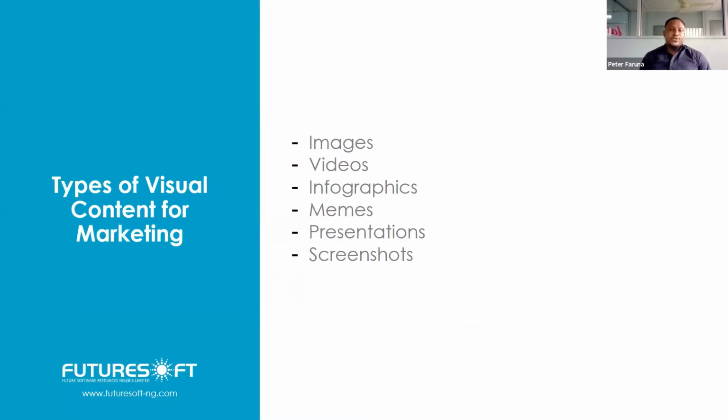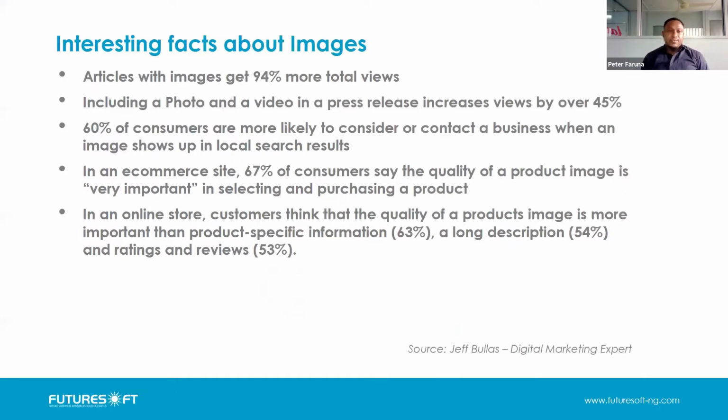We have images, we have videos, we have infographics, we have memes, we have presentations, we have screenshots. So I'll be starting with images. This is an interesting fact about images. In general, globally, it is said in digital marketing that articles with images get 94% more total views. That is to say, if I was creating articles before and didn't have images, you get less interaction than when I create them with images. Secondly, including a photo and a video in a press release increases views by 45%.